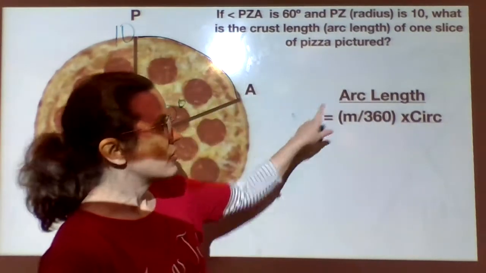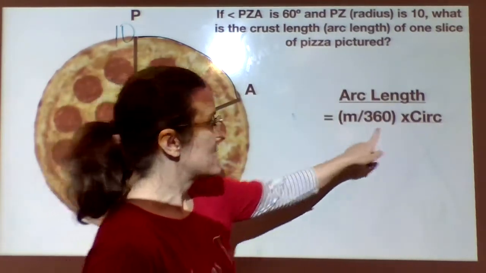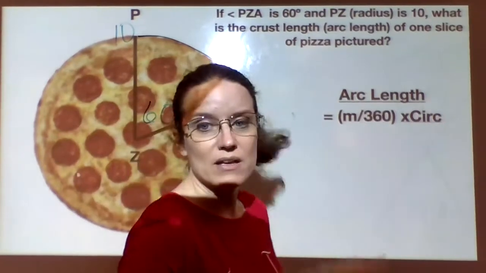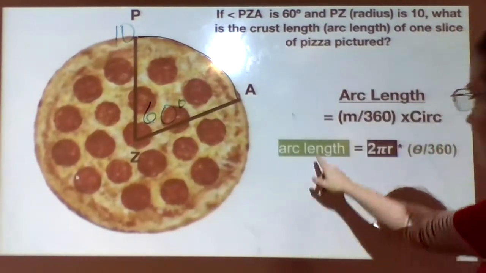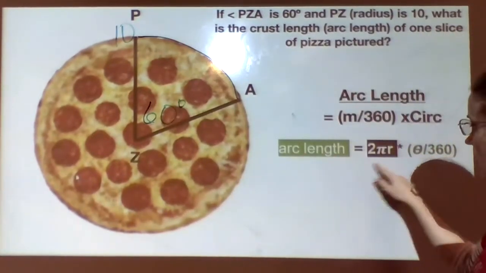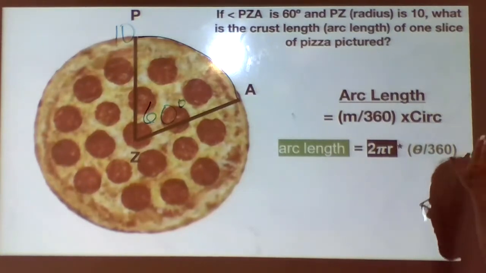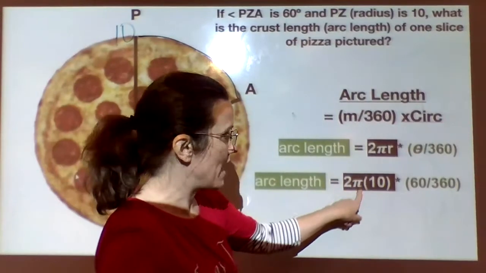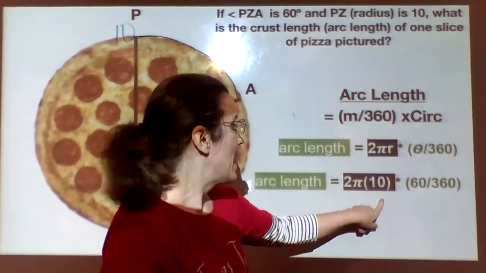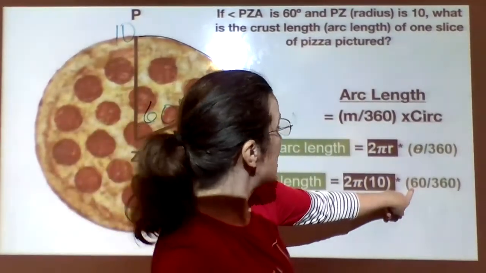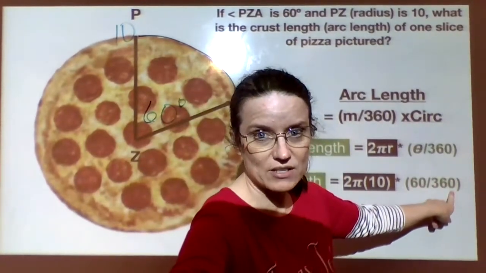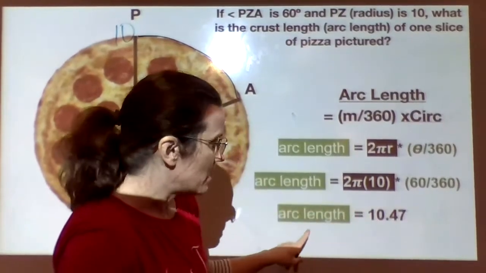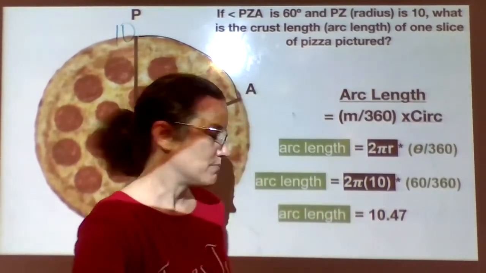So I know that to find my arc length, I'm going to take my circumference times the fraction of my circle I have. So my arc length is going to be my circumference times the fraction of circle, just like we've always been doing. So my 2 pi r will now be 2 pi, and my radius was 10 inches. And I know that I have a 60-degree angle out of 360 degrees. This is 1/6 of a pizza. Work all the numbers, and my arc length ends up being 10.47.